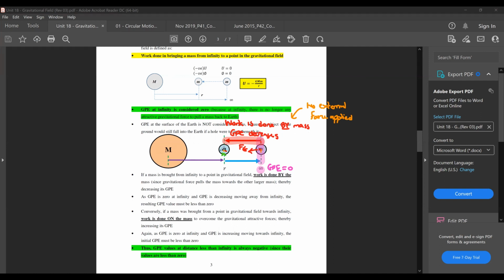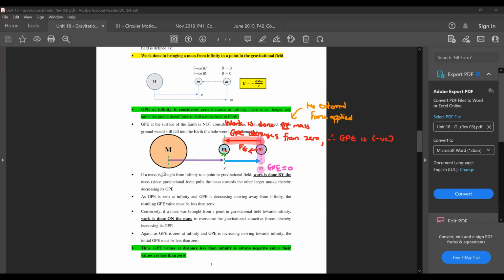If you're going from infinity, work is done by the mass, GPE decreases from 0, because here is 0, right? So you go towards the left, GPE is decreasing in value. So obviously GPE will be negative in value.